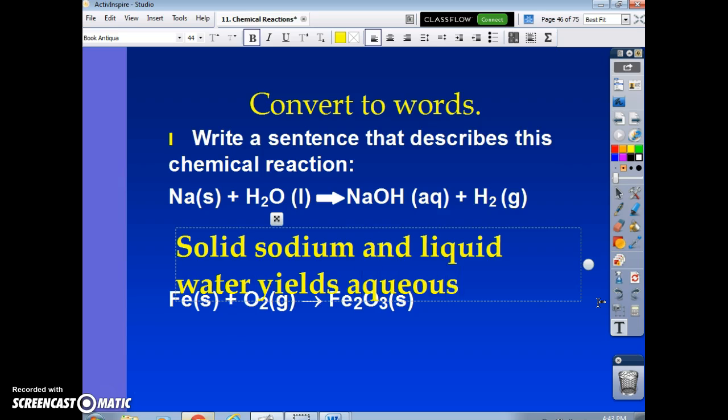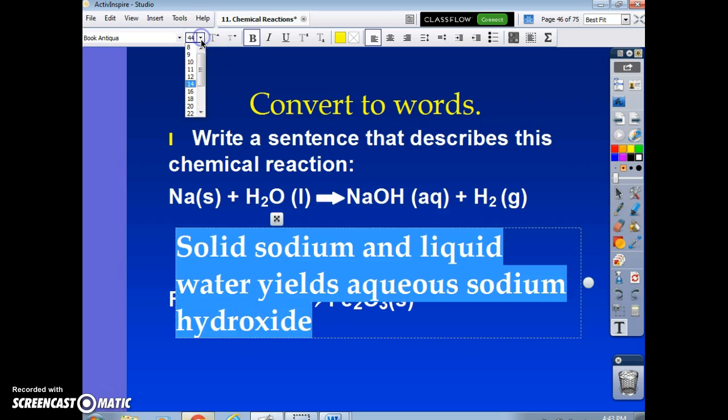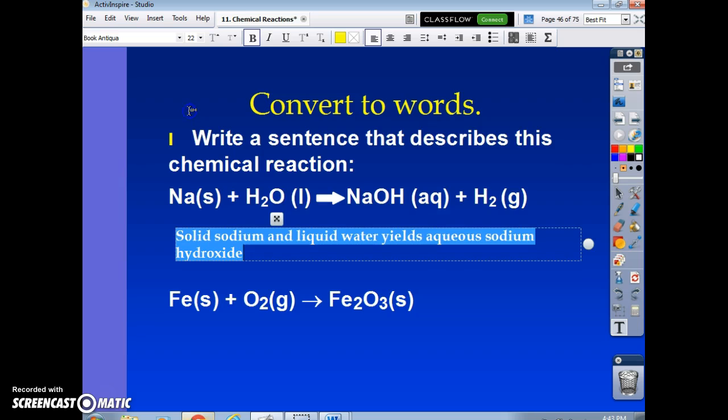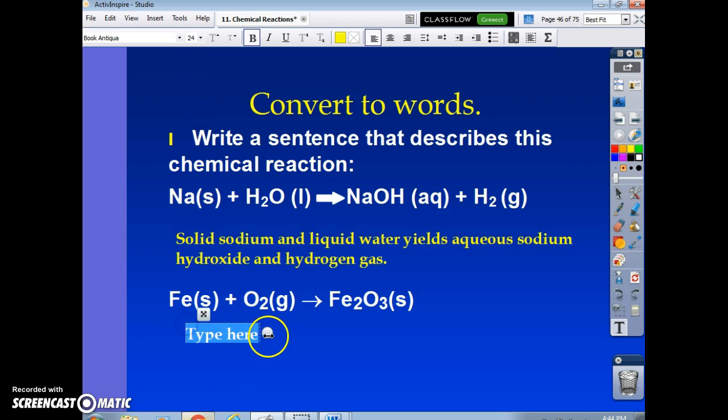Aqueous, so in solution, sodium hydroxide. That is our polyatomic ion, sodium hydroxide. And hydrogen gas. Now you wouldn't be wrong if you said gaseous hydrogen, but hydrogen gas just sounds better. It's all about what sounds good, but as long as you're right, that's okay. If you could pause it right here and try this next one yourself.